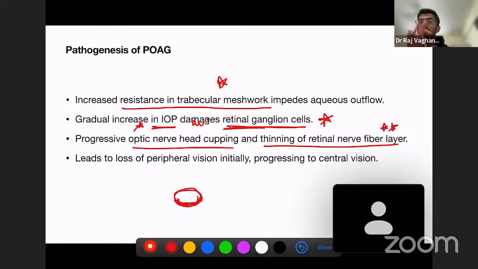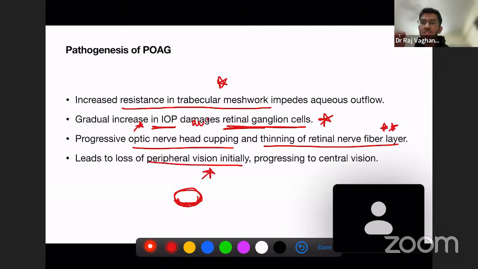And why do all these nerve-related changes happen? Because of the increase in IOP. So you have increased resistance in the trabecular meshwork, a gradual increase in IOP, which results in damaging the retinal ganglion cells, thinning of the retinal nerve fiber layer, which ultimately results in the cupping of the optic nerve head. It leads to the loss of peripheral vision initially.